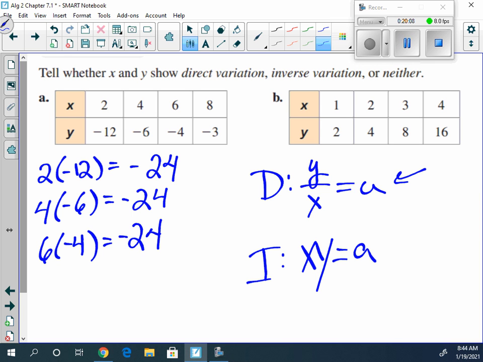Well, 4 times negative 6 is negative 24. So 6 times negative 4 should be too. And lastly, 8 times negative 3, which is? Well, did we get the same value all the way through? So this here would be what?